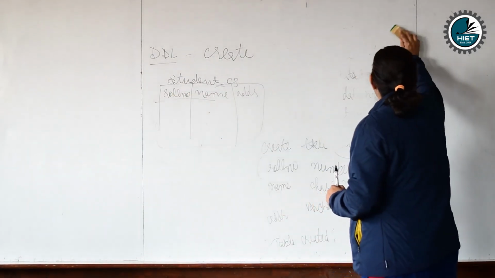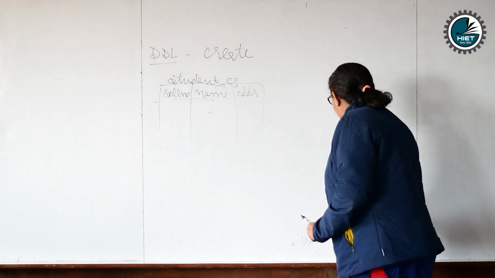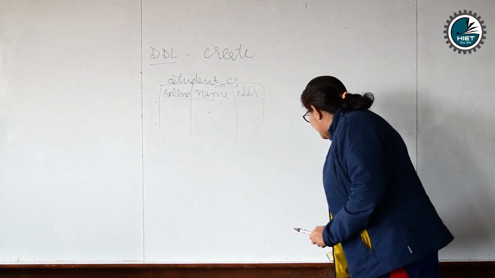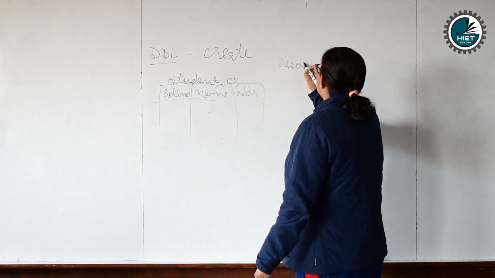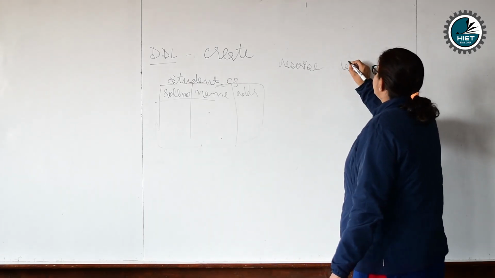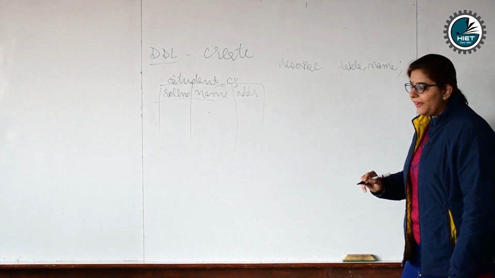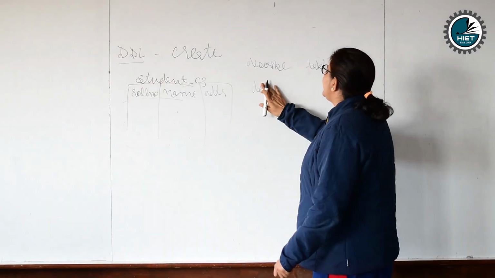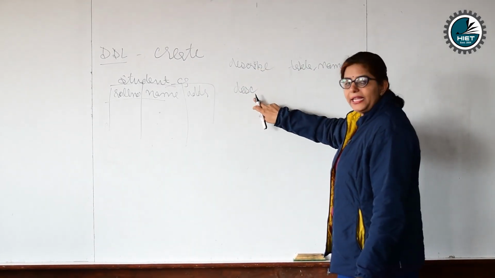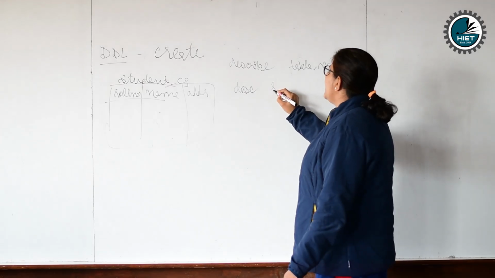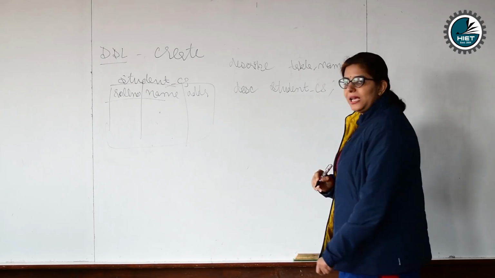Next one is the describe command. I already told you, with the help of the describe command we can see the schema of the table, the structure of the table, like describe table name, semicolon. You can also write just DESC, the short form of describe. DESC is also okay. DESC, table name is student underscore CS, semicolon.